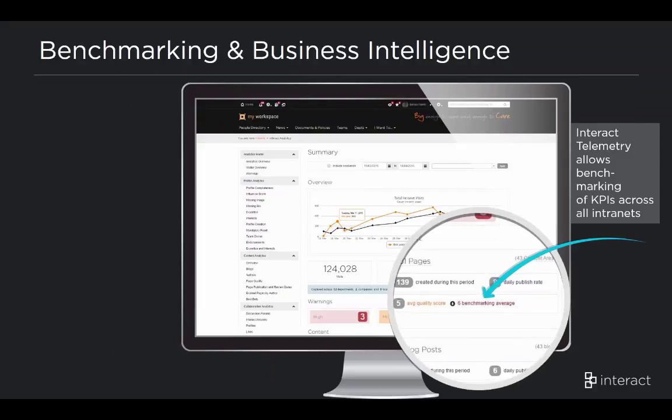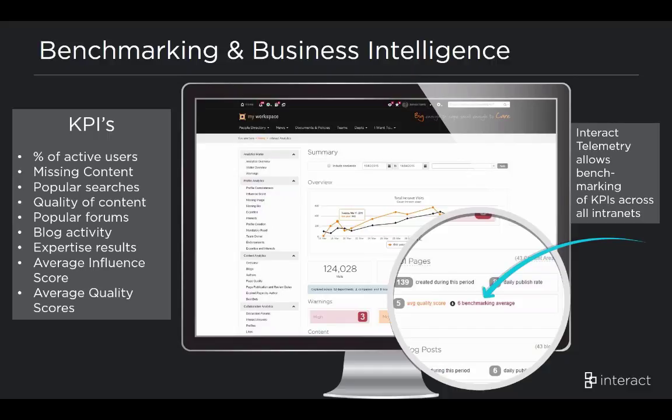So there are some examples of the data points that we analyze at Interact as part of our service. One of them is the benchmarking of KPIs across all intranets. Customers of Interact can share their data anonymously, of course, with us, and we can feed that information back to them to see how their intranet statistics stack up to other similar organizations. We're really helping people understand the KPIs that are going to have a major impact on their organization. Usage statistics and logins can be helpful, but some other things might be more helpful and more insightful.